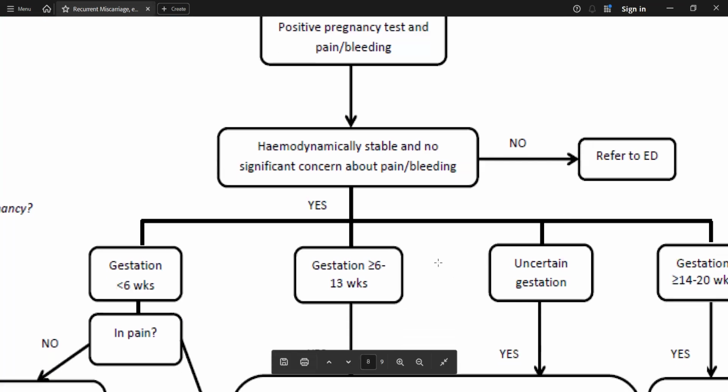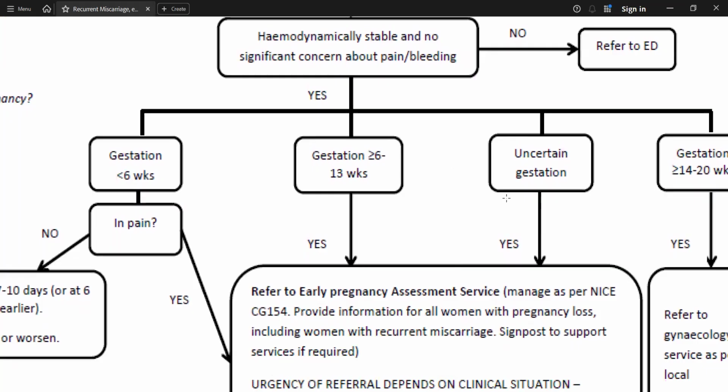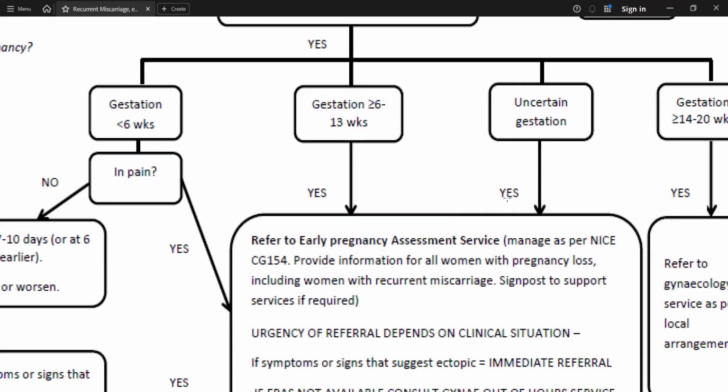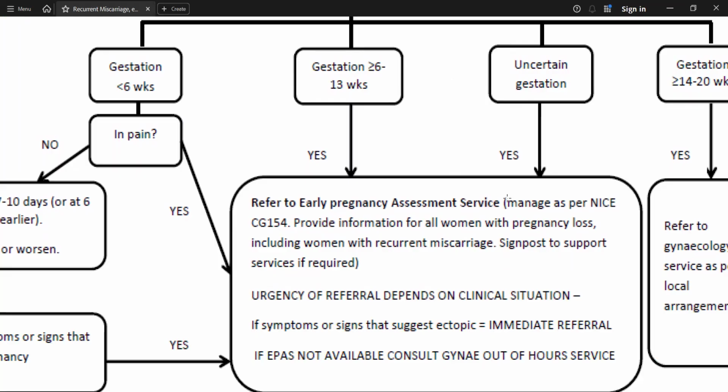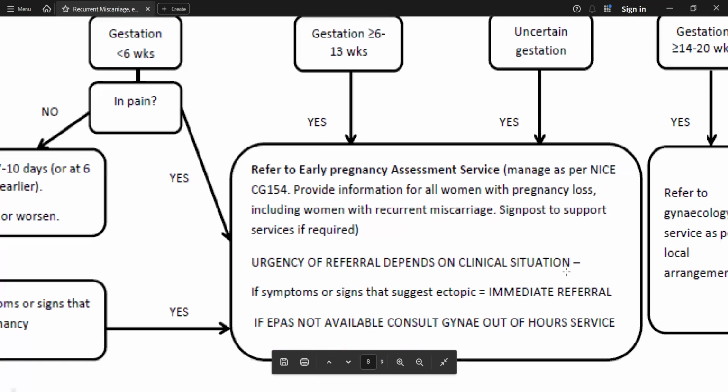And according to the gestation and according to the presence of any suspicious symptoms for ectopic pregnancy, we shall manage, of course. The only important point here is urgency of referral. Urgency of referral is very important for the written exam and, of course, for part 3. So if the woman is having symptoms or signs suggestive of ectopic, immediate referral. If not, you can counsel her out of hours of service, or you can counsel her in the early pregnancy unit anytime in the morning, okay?